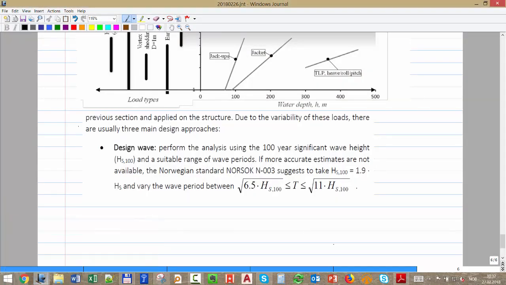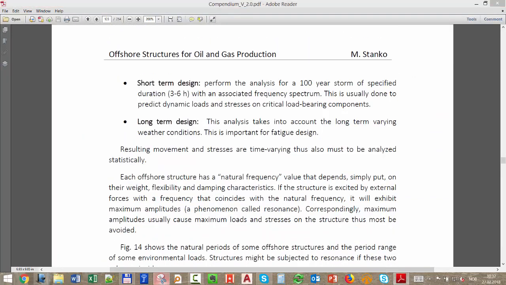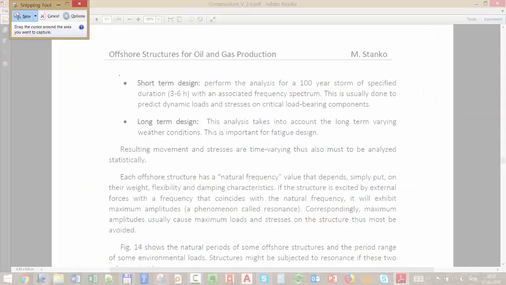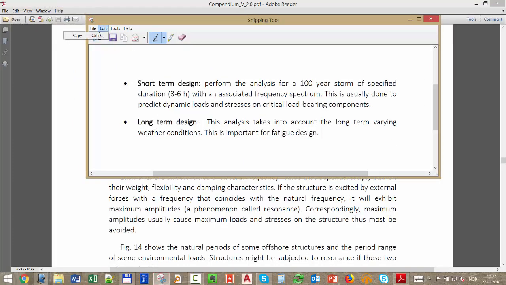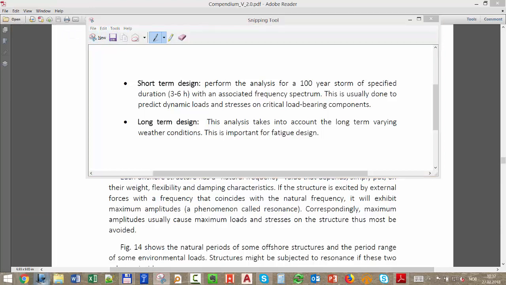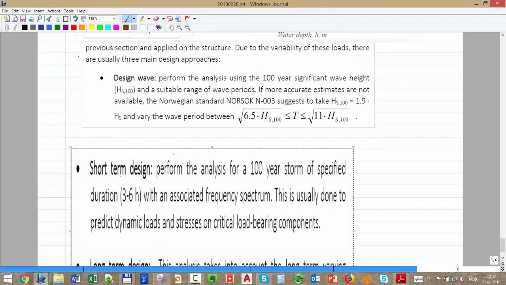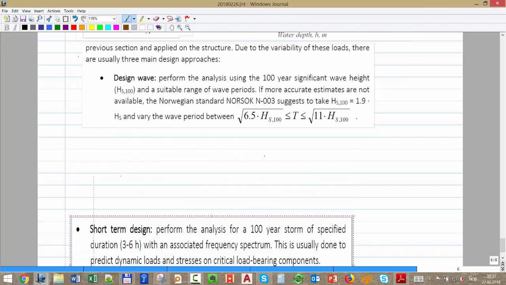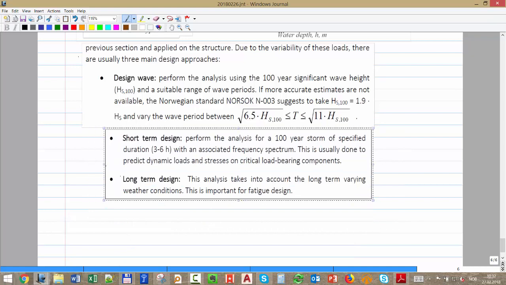Let me copy that part here. These two, so you have it. We are not going to go into calculating loads. For that we need a few more classes. But I want you to at least understand how the marine environment is described, and the variability of the marine environment.